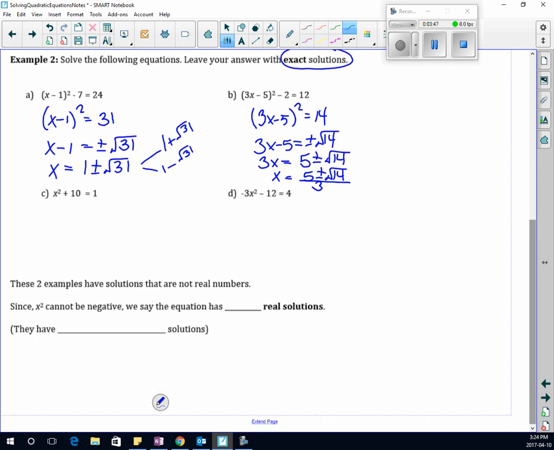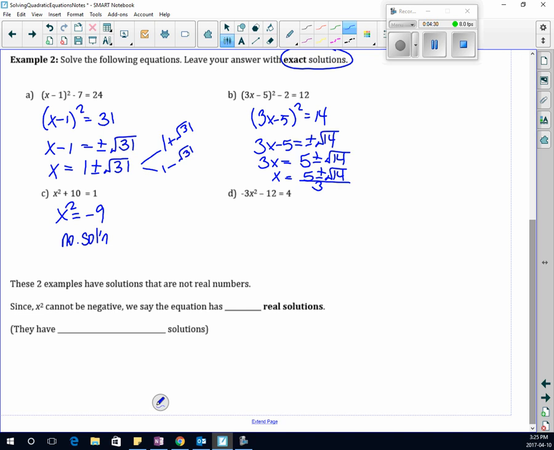Moving on. If I move the 10 over, I get x squared equals negative 9. If I square root that, I won't get a real solution there. So at this point, because I'm solving, I would say no solution. The reason why it's no solution is there's nothing I can put in for x and square it, meaning multiply by itself, to get a negative number, because the only way I can get a negative product is a negative times a positive or a positive times a negative. I can't find something that's going to be multiplied by itself that'll give me a negative.